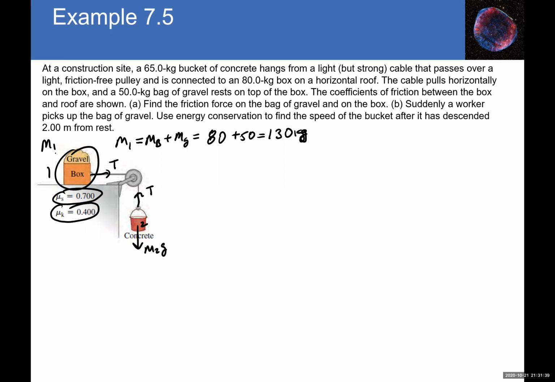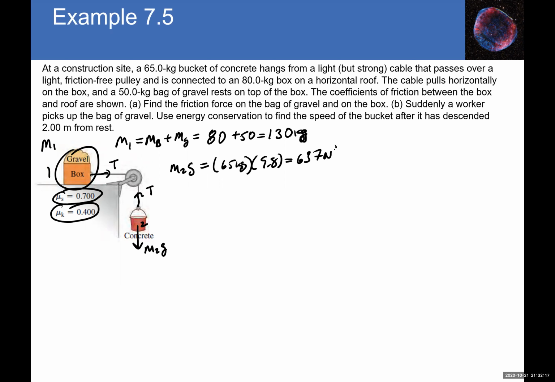Okay, let's do this. So I want to calculate, let's say, the weight of this concrete bucket, so I can calculate M2G and see if it's strong enough or something like that. All right, so if I calculate M2G, which is 65 kilograms times 9.8, I'm going to get 637 newtons.